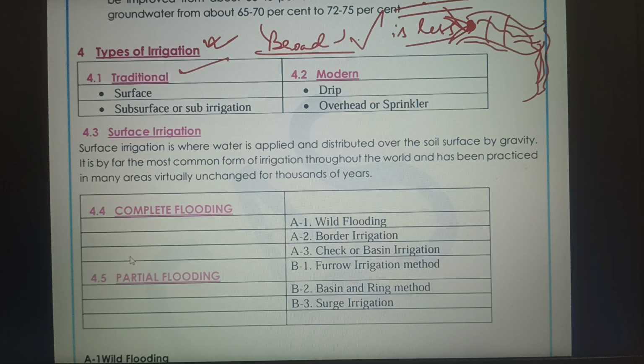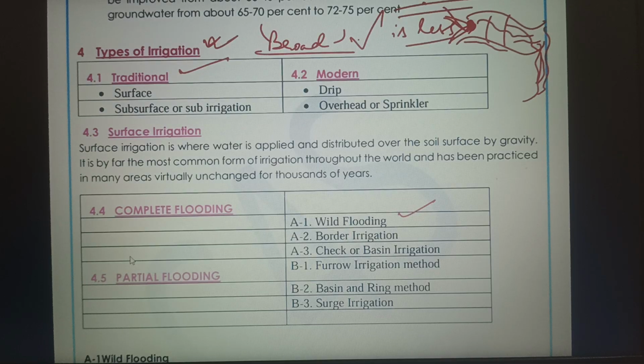Now surface irrigation, as I told you, is where the water flows through the surface of the field or the kiaris, whatever it may be. It can again be divided into complete flooding and partial flooding. Complete flooding means completely submerging, like wild flooding. You are just giving water and water is flowing everywhere.